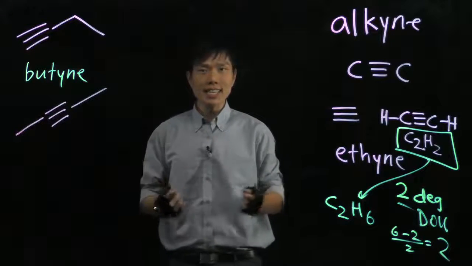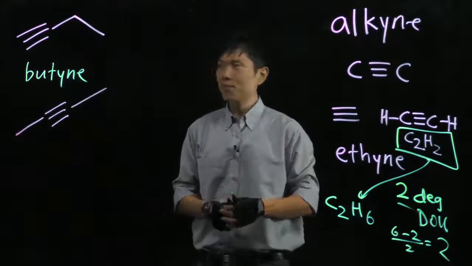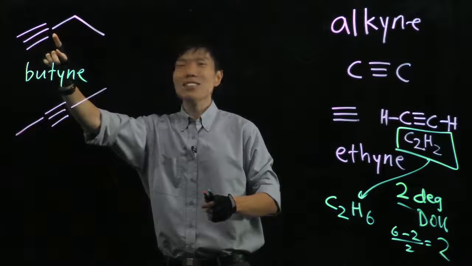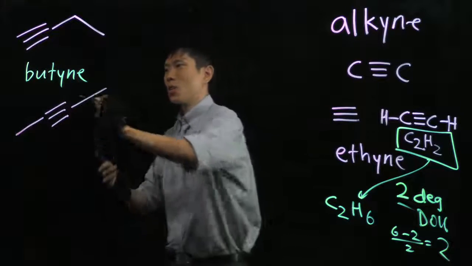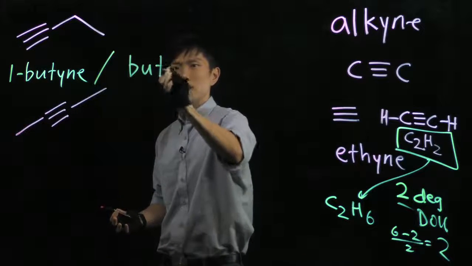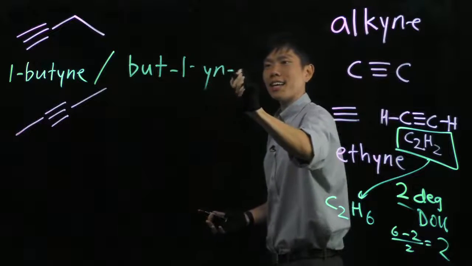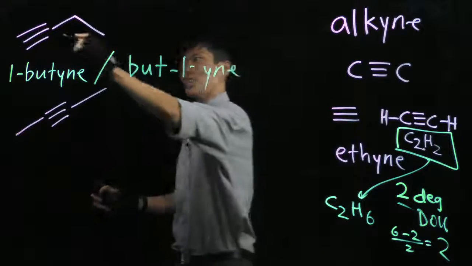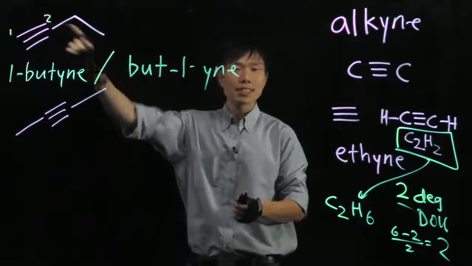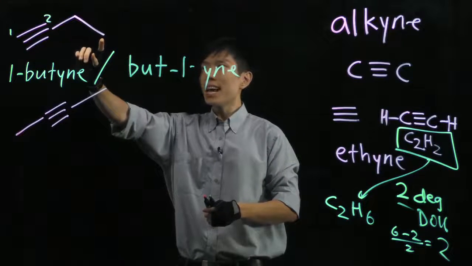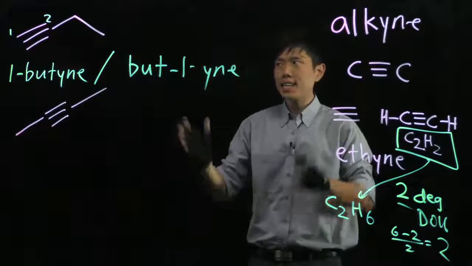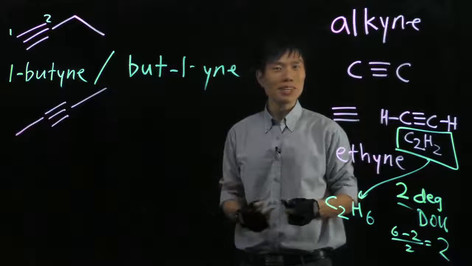So we have to label exactly where the triple bond is. For this case, the triple bond occurs between the first and the second carbon. So we call this 1-butyne, or you can say but-1-yne, because it's between the first and the second atom. You might ask, why don't we count from the other end? If you count from the other end, that would be 1, 2, 3, 4, and then we would have a but-3-yne. And now that we have a choice, we always go for the smaller number.